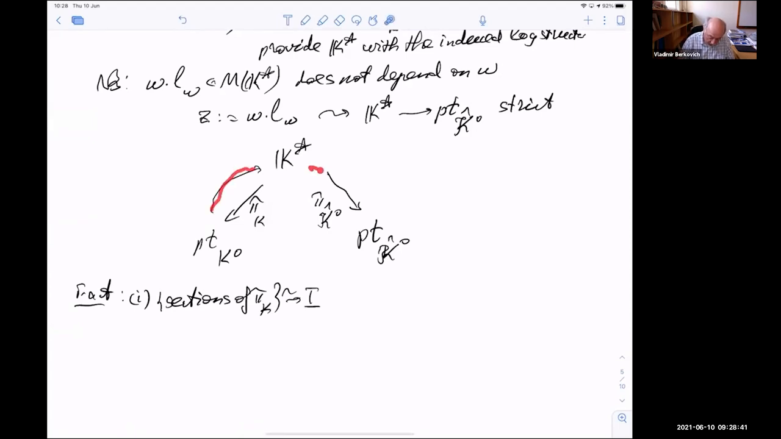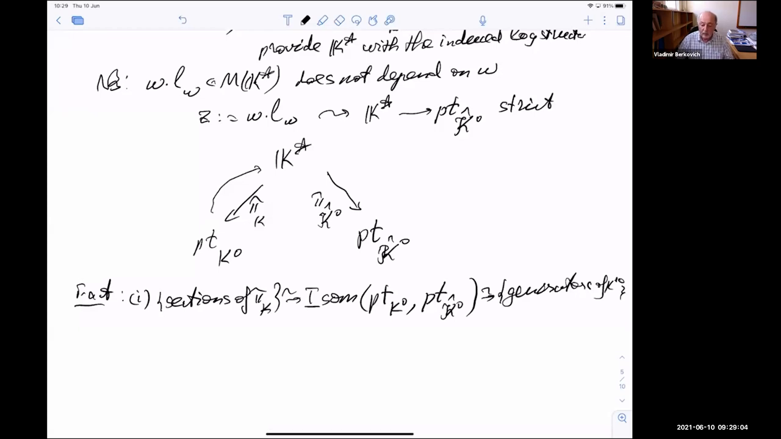then we can consider the composition. We have an isomorphism from here to here. And so we get an isomorphism from one point to this point. And it is a set of generators of the maximal ideal. Okay.